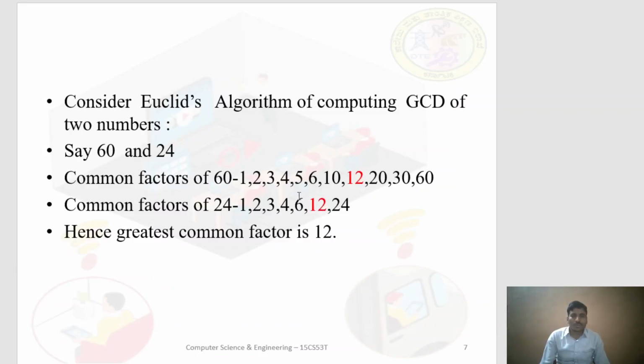So here you can observe for the number 60, how many factors? 1, 2, 3, 4, 5, 6, 7, 8, 9, 10, 11. There are 11 factors. And for 24, there are 7 factors. For small numbers, we are getting fewer factors.